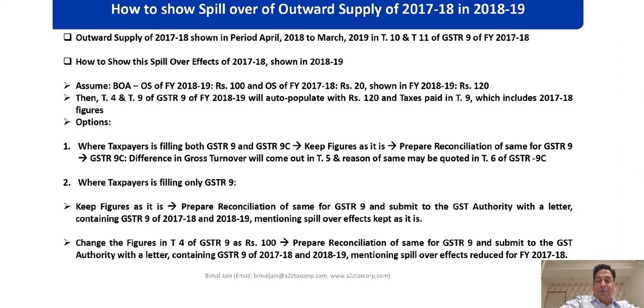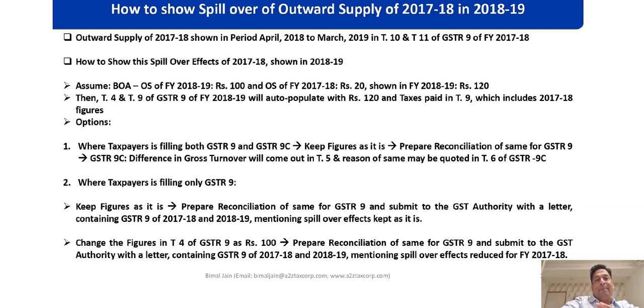Good afternoon, friends. This video we are capturing in continuation of handholding for filing GSTR-9 and 9C for financial year 2018-19. There may be a case that you may have shown 17-18 outward supply in the period April 18 to March 19. That gets auto-populated when we are finalizing GSTR-9 of financial year 2018-19.